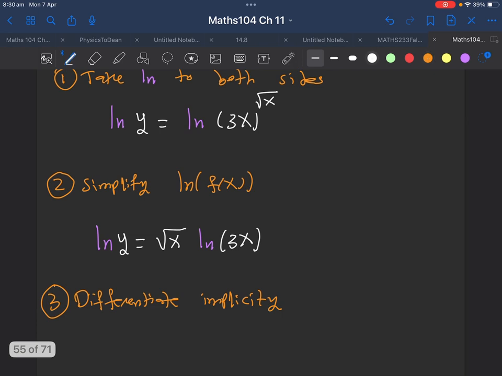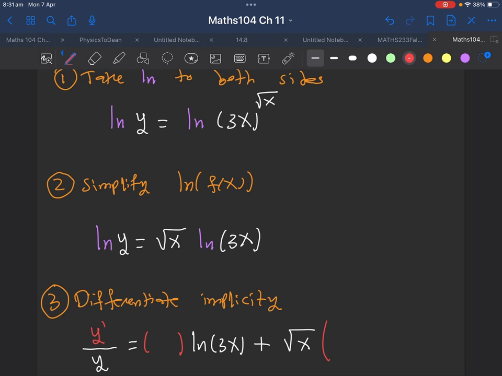What do we mean by differentiate implicitly? It means, what is the derivative of ln y? Remember, the derivative of ln y is we write y in the denominator and the derivative in the numerator. Here we have to use the product rule: derivative of first times the second, plus the first times the derivative of the second. Now, why did I do this? Because there is a product between them, so I use the product rule.